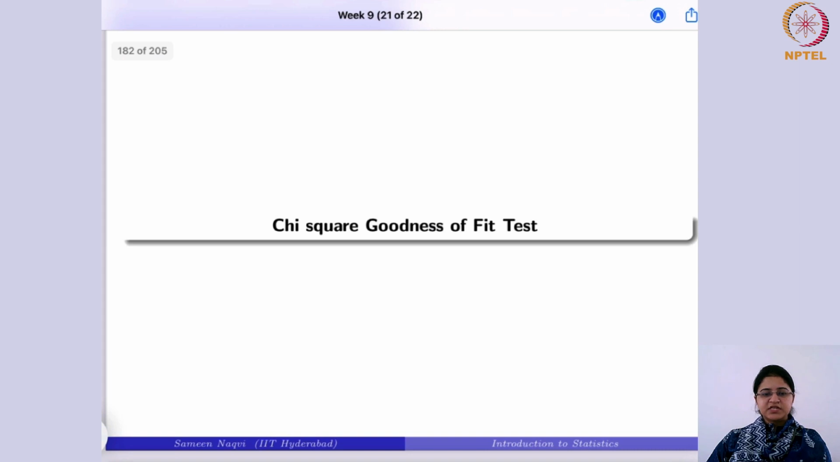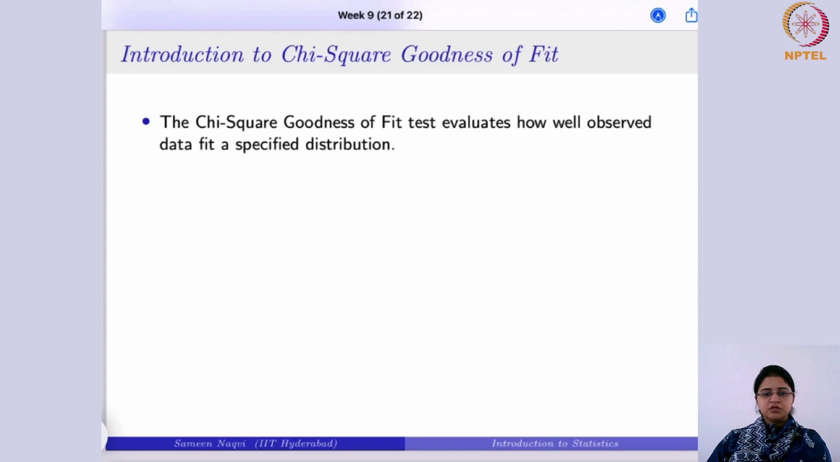The next test that we have is the chi-square goodness of fit test. Now the chi-square goodness of fit test tests whether the sample data that you have is coming from a population with a specified distribution or not. So it evaluates how well your observed data fit a specified distribution. It will compare your observed distribution with the expected distribution and see if there is a significant difference between them or not.